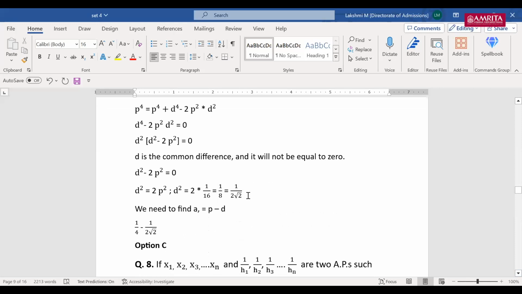I hope you got the idea. Now, in order to find the first term, A is equal to P minus D. You got the value of P, which is 1 by 4, and D is 1 by 2 root 2. Yes, I know you got.